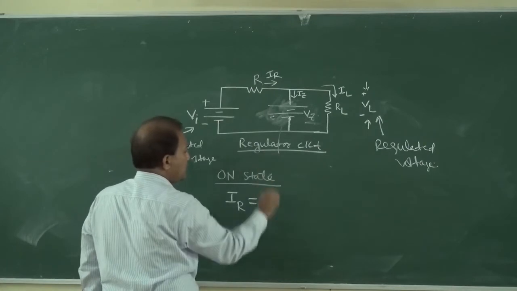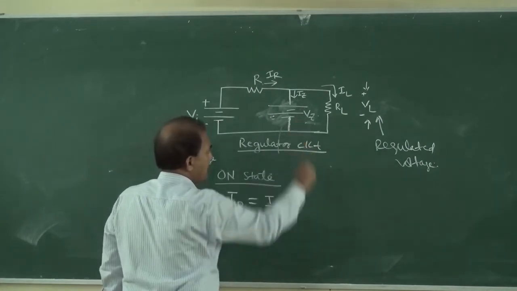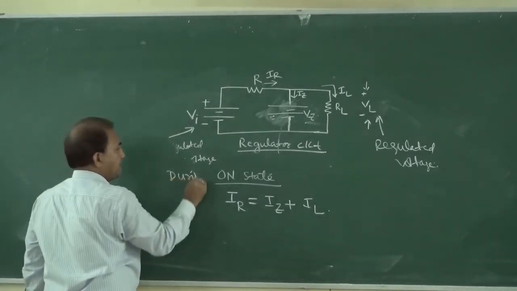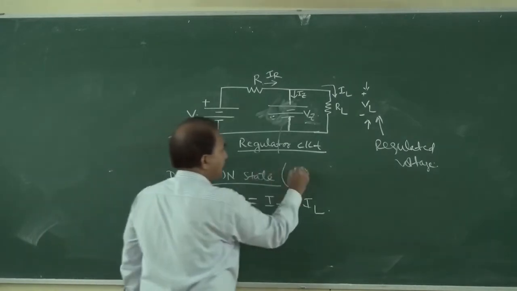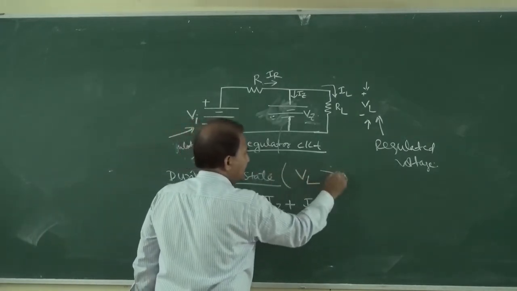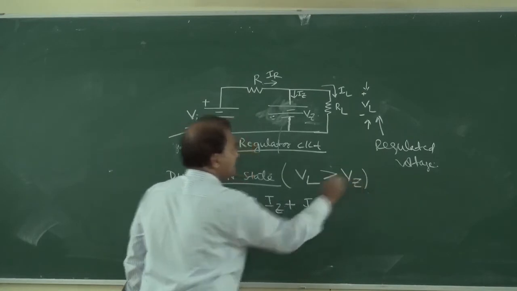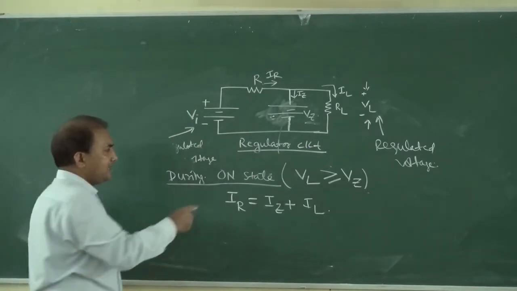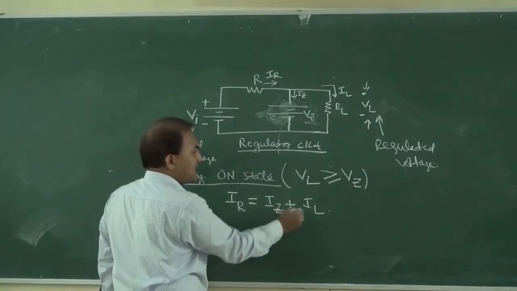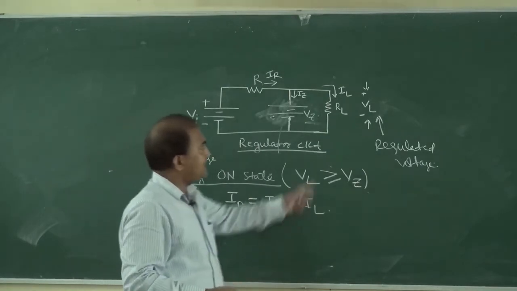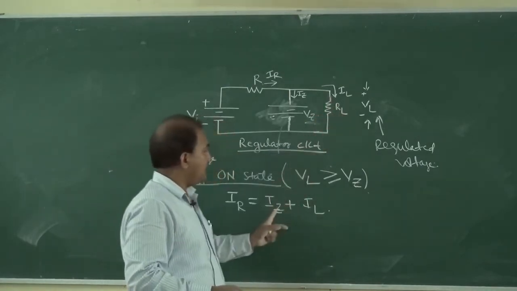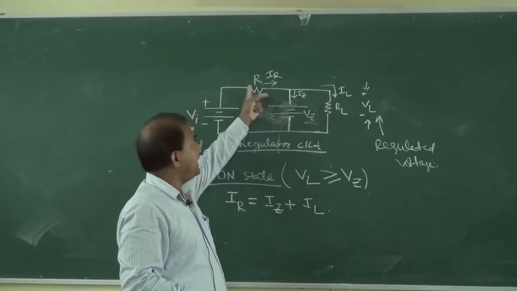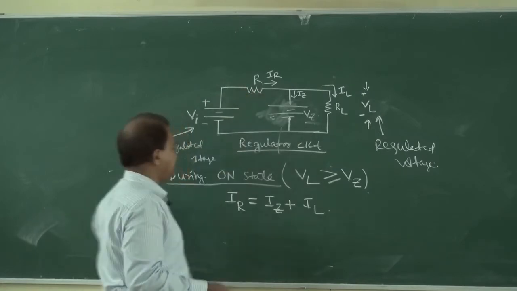IR is equal to IZ plus IL during on state. During on state means when VL is greater than or equal to Vz. This is the condition for on state of the Zener diode. Then in that case IR is equal to IZ plus IL. IL is flowing across RL. IZ is the diode current. IR is the current flowing across the series resistor.